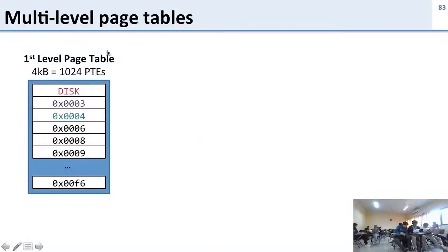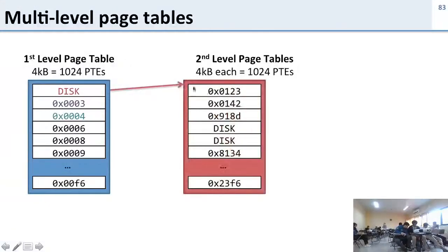What we're going to do is have multi-level page tables. We're going to have a first level page table, and our first level page table is going to be 4 kilobytes, and it's going to have 1024 page table entries. So it's going to point to 1024 other pages. Then we're going to have a second level page table, and each one of these is going to have 1024 entries. If we need to access something in this part, this isn't actually pointing to a memory translation, it's going to point to another page. And this page is going to be another page of page table entries.